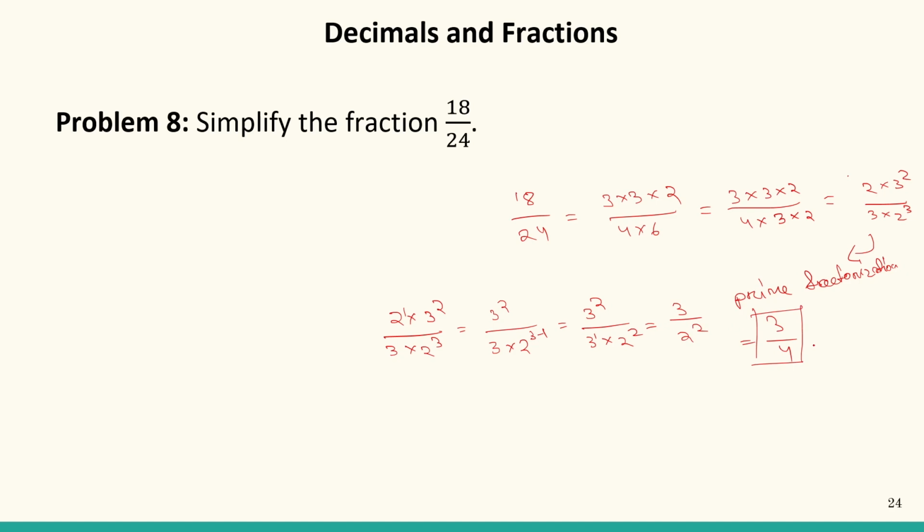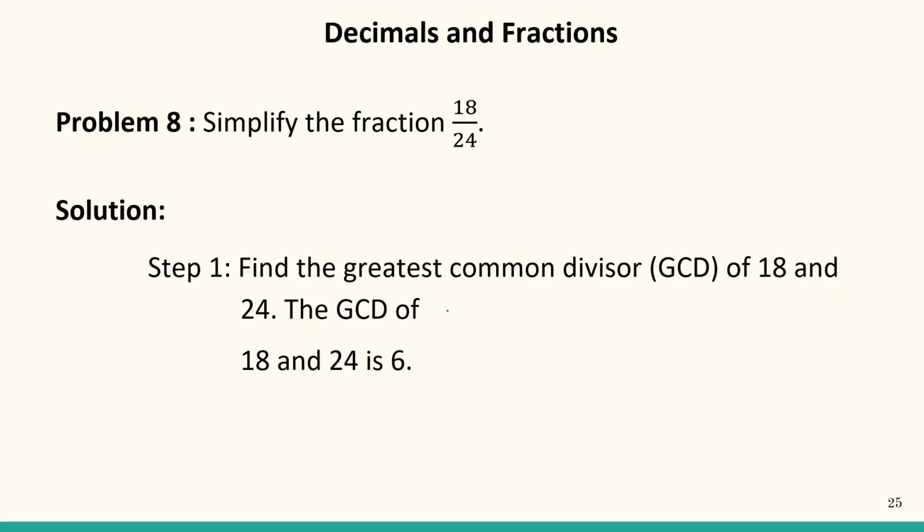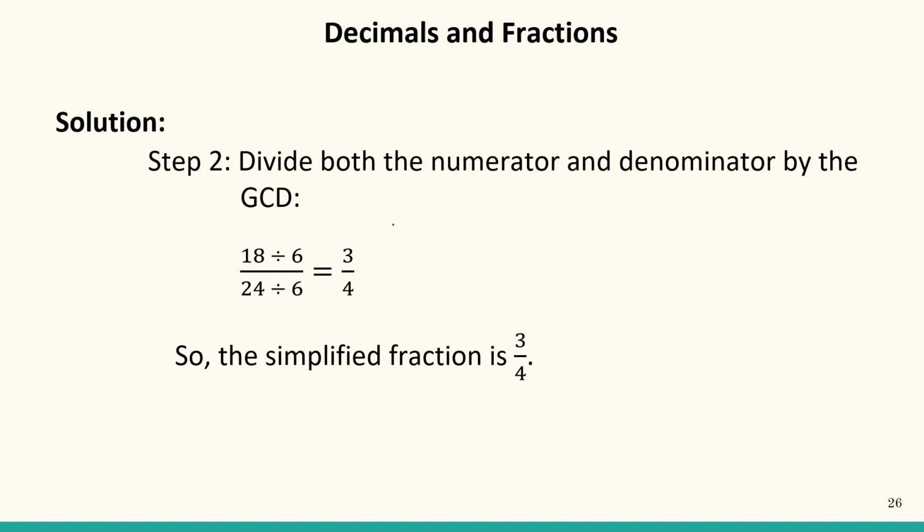So this must be the answer. What we did was find the greatest common divisor, GCD, of 18 and 24. The GCD of 18 and 24 is 6. Then we divided both the numerator and denominator by the GCD. This is another method.